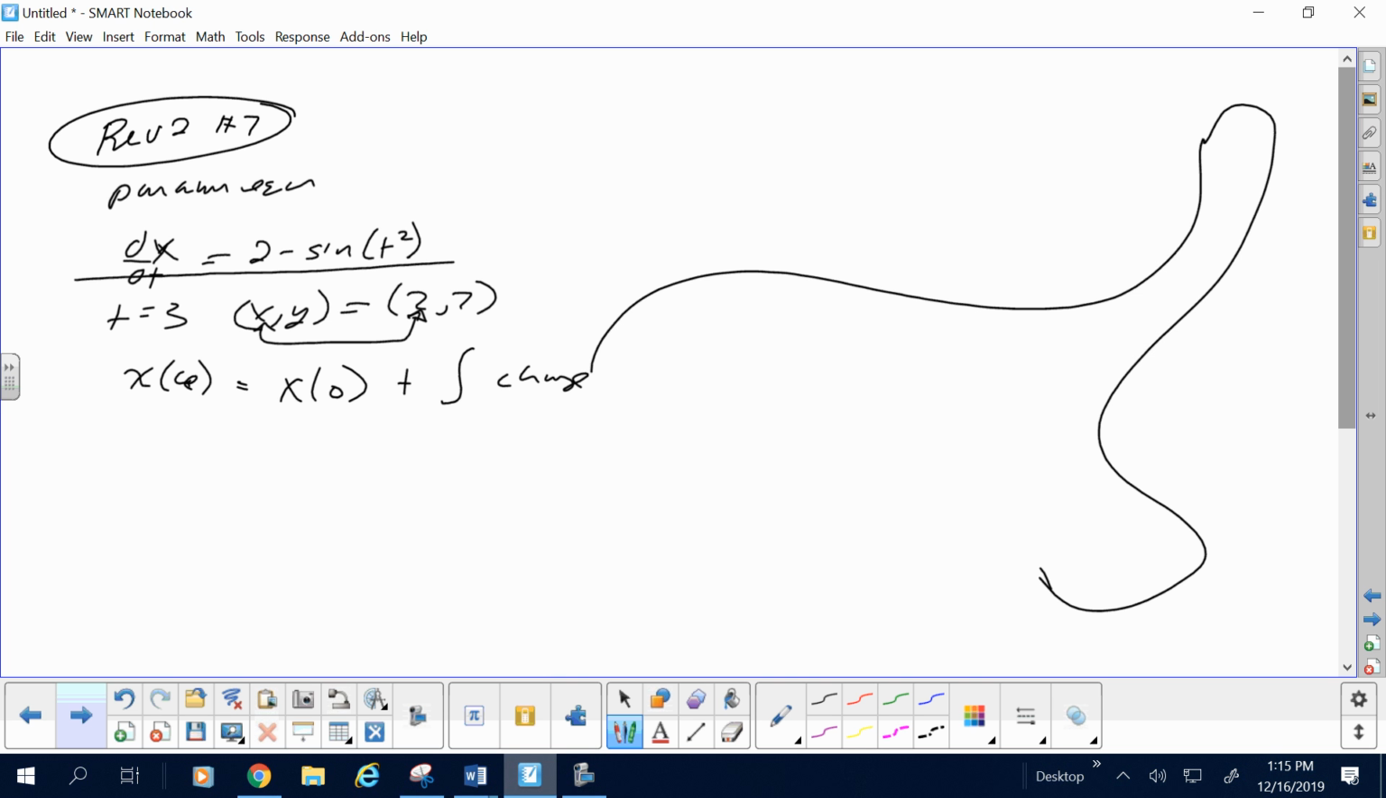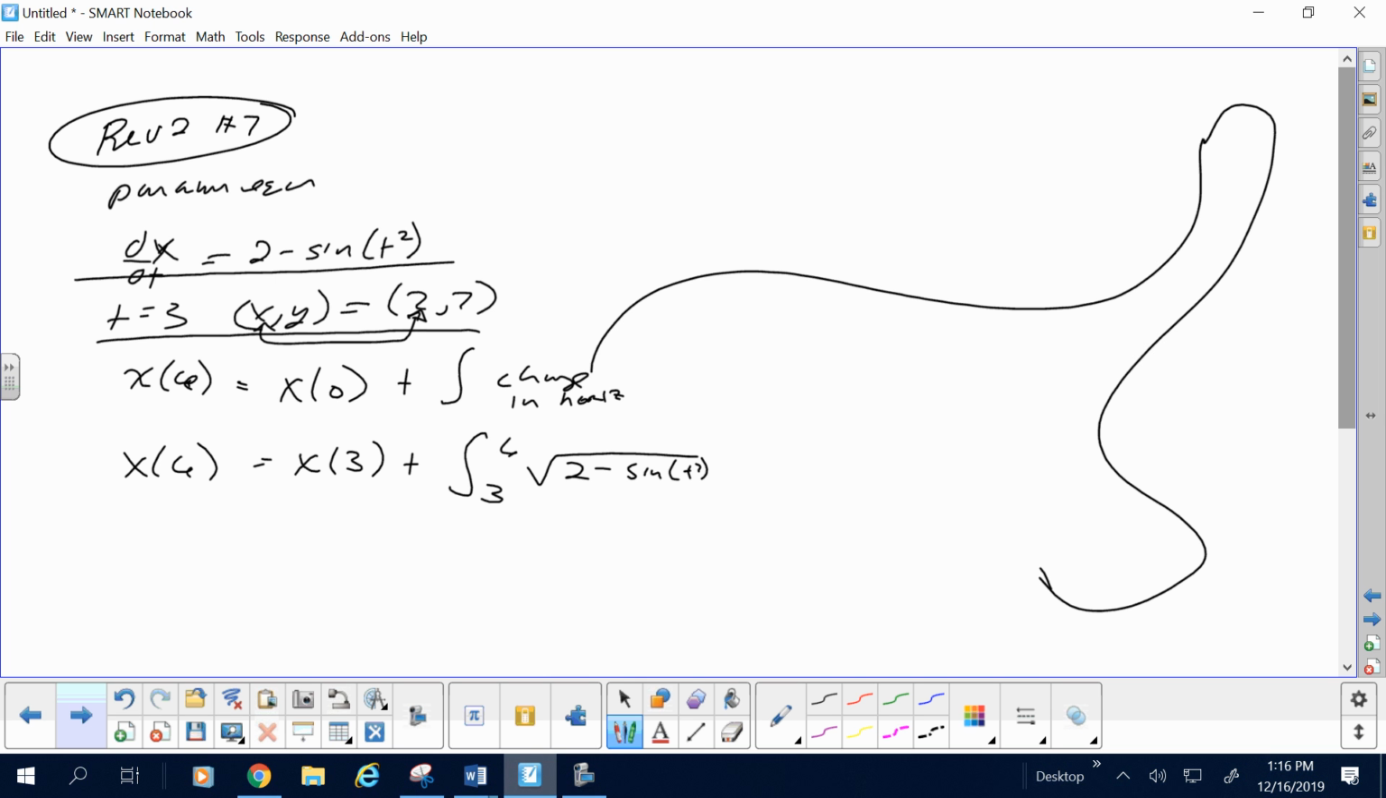In this case, though, we don't know x initial. We know x at time 3. So the position at 6 would be the position at time 3 plus the change in horizontal position over the time frame. Well, what are the limits then? 3 to 6. And dx dt is the rate at which x is changing. I would multiply that by little increments of time to get the total change in x. And so from there, it's the fundamental theorem. It is non-integrable, so use your calculator.